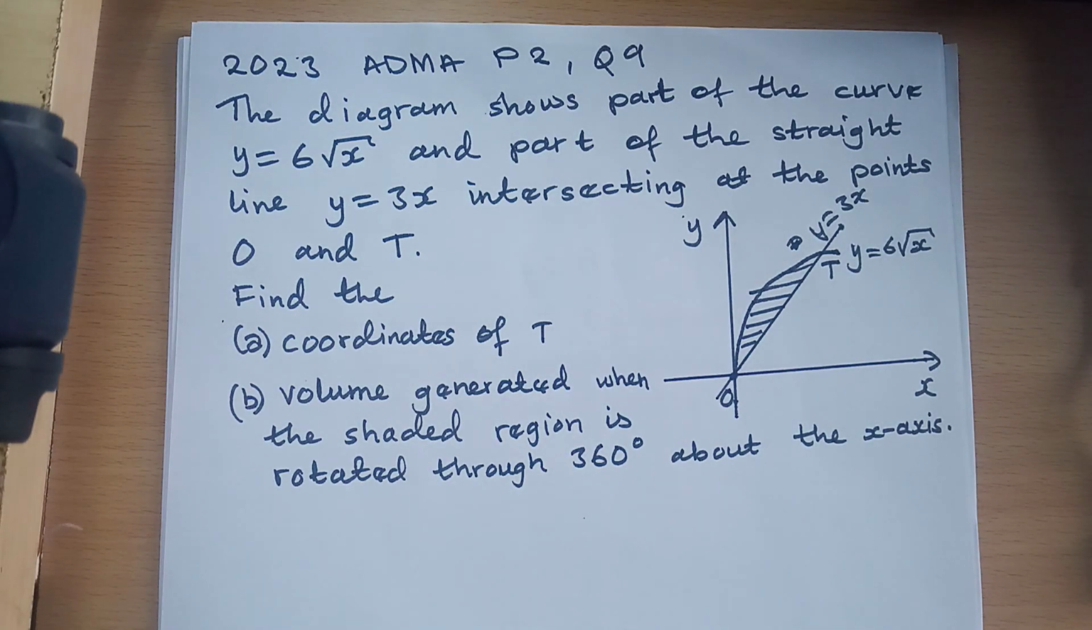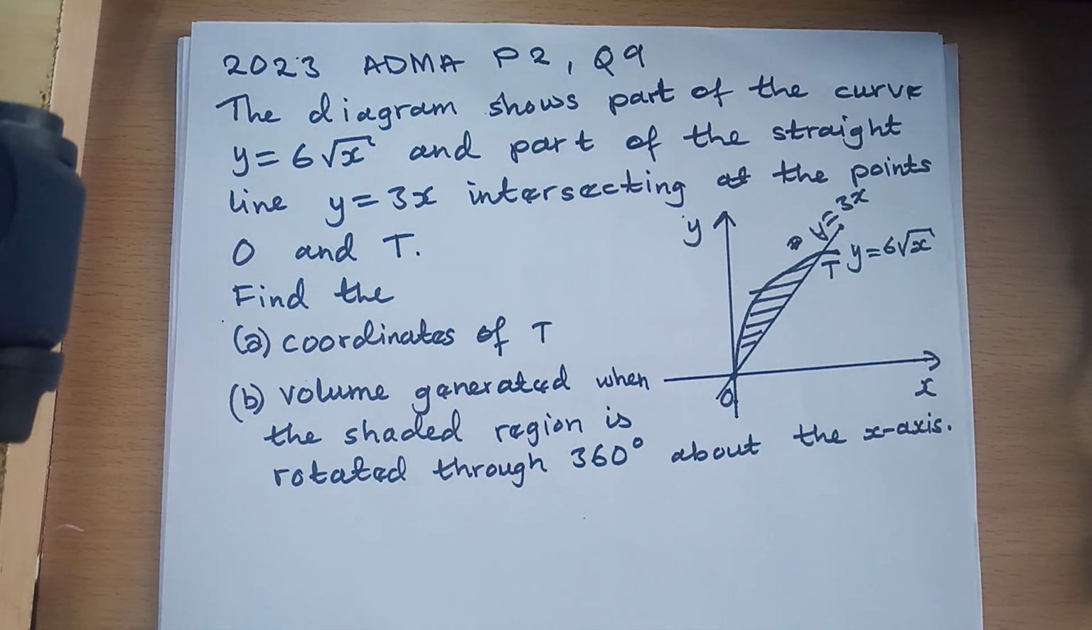2023 ADMA paper 2 question 9. The diagram shows part of the curve y is equal to 6 square root of x and part of the straight line y is equal to 3x intersecting at the points O and T. Find the coordinates of T.